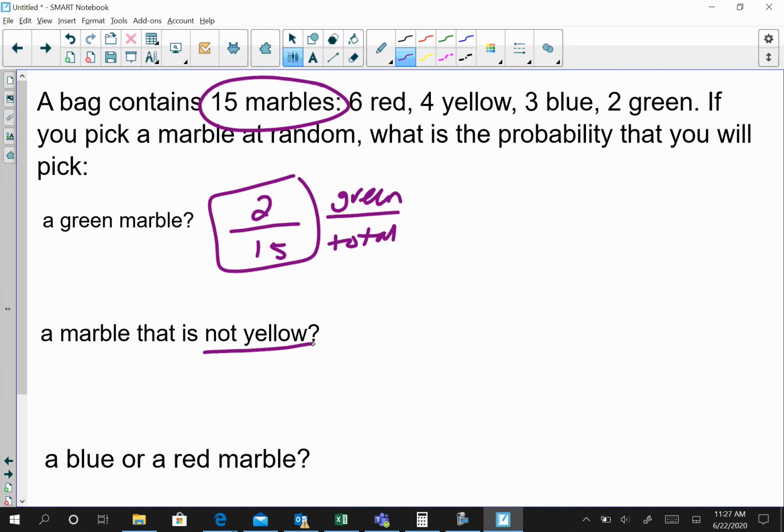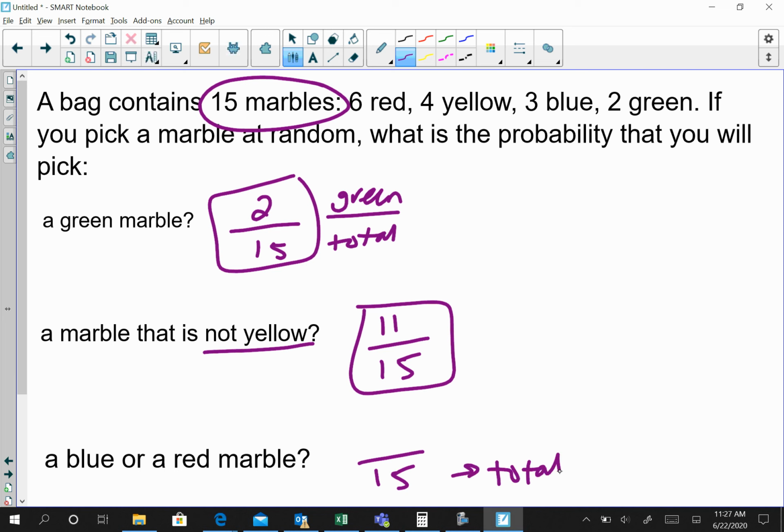What about a marble that is not yellow? Still, out of that 15 total, how many of them are not yellow? Well, I have 4 yellow, so there are 11 not yellow. And the last one is a blue or a red. So this is total on the bottom. On the top, I would be successful. I would choose blue, or if I choose red, I'm going to add those together. There are 3 blues and 6 reds. That's going to be a 9 out of 15.